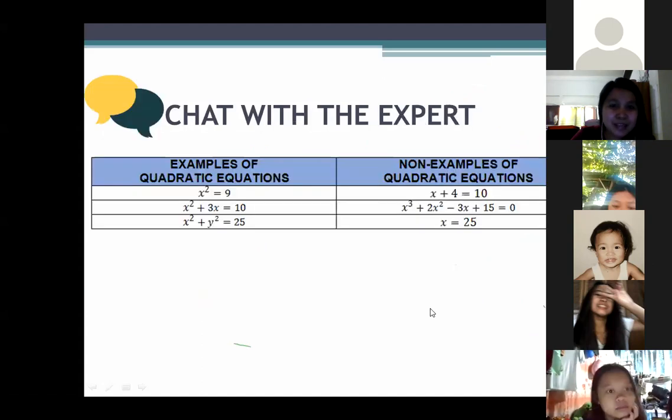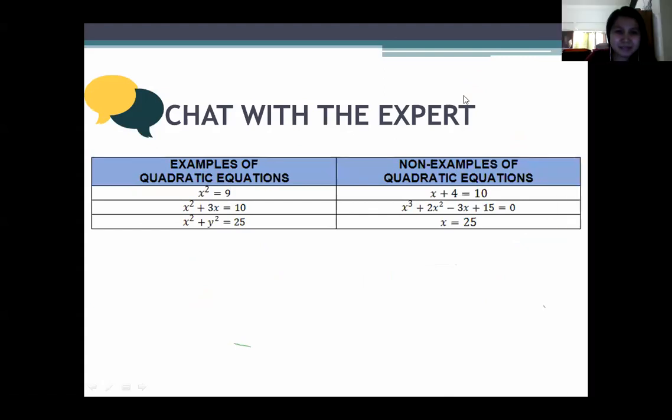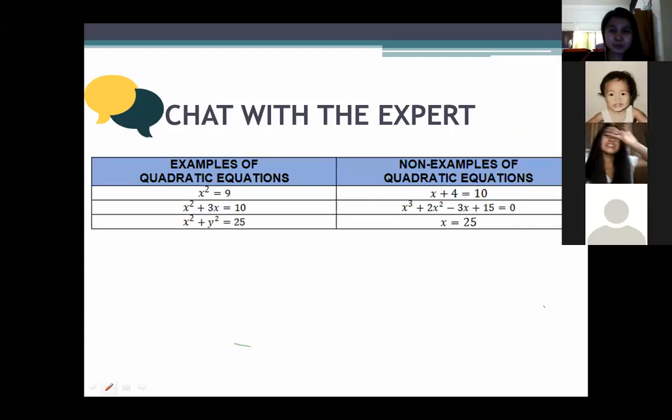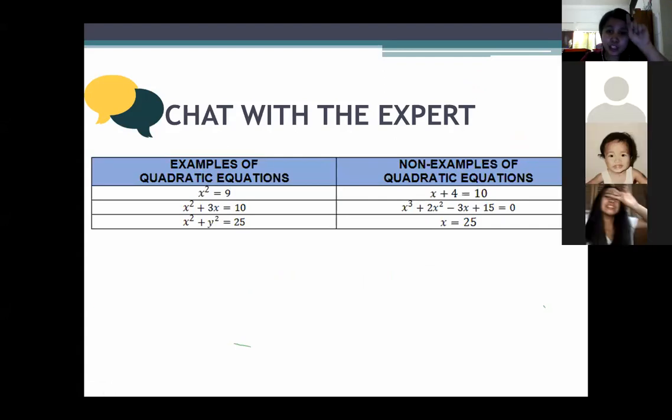Now, let me have some examples. Here are some examples of quadratic equations. Now, again, a quadratic equation has a degree of 2. So let us look at the exponents. Here, what's the highest exponent? 2. So it's a quadratic equation. Next, what's the highest exponent? 2. So it's a quadratic equation.